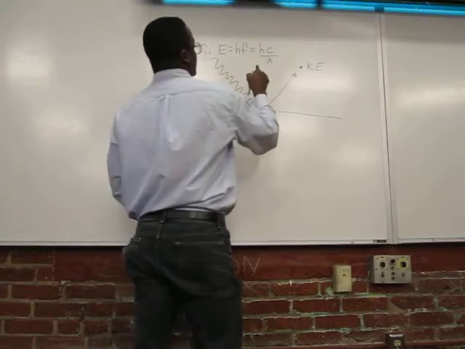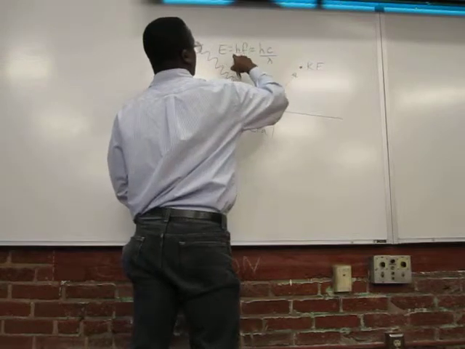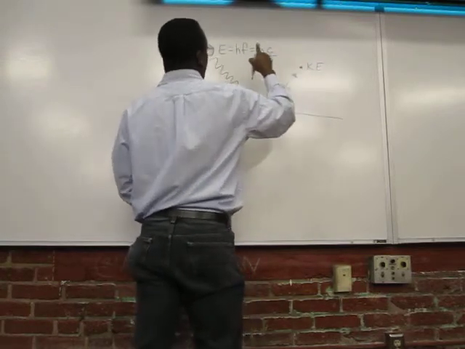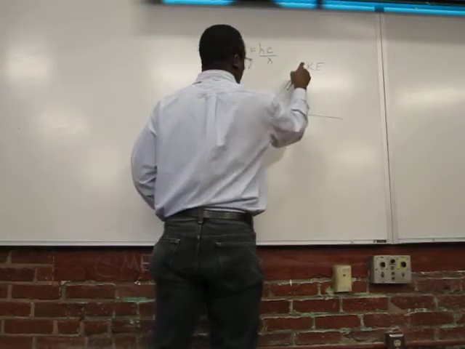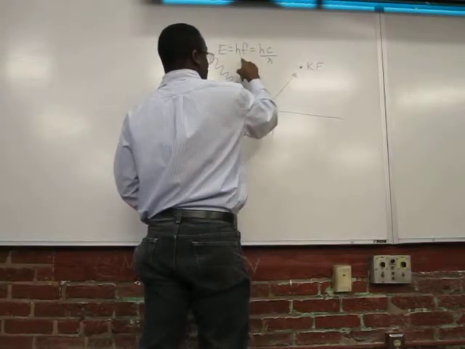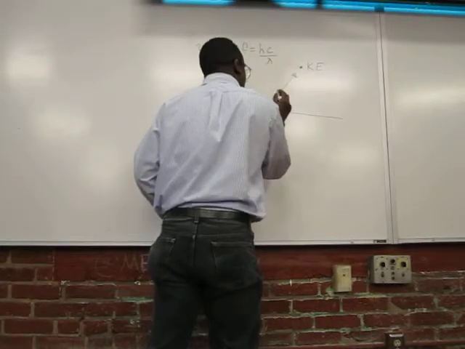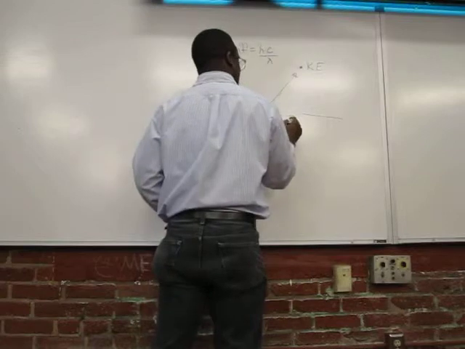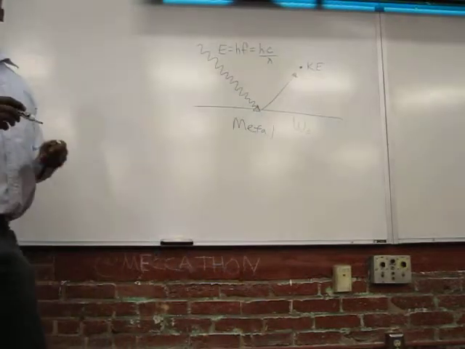So the kinetic energy that the electron has after it pops off comes from the photon. Now the electron doesn't get all the photon's energy. It gets the photon's energy minus the energy that it takes to pluck it away from the surface. What's the energy that it takes to pluck it away from the surface? It's the work function, W naught.